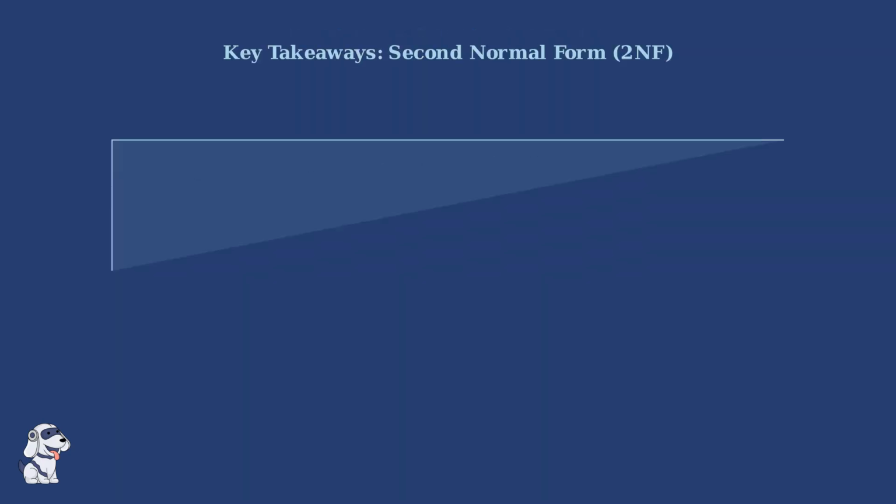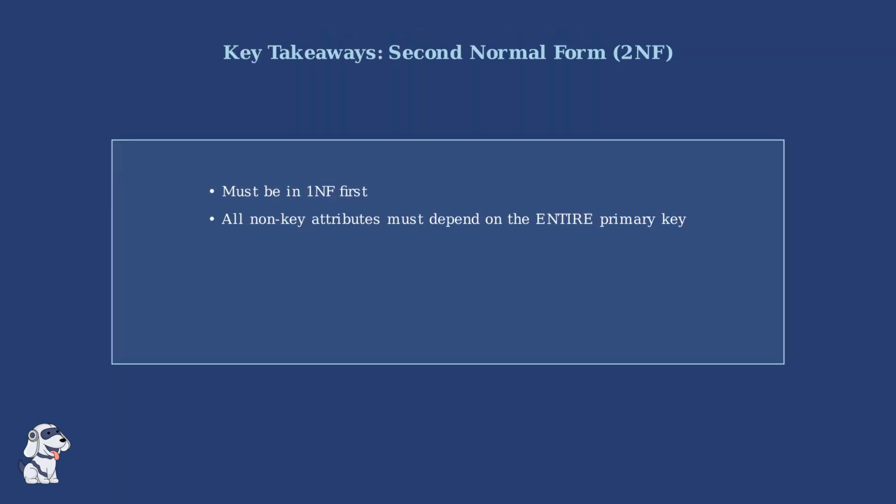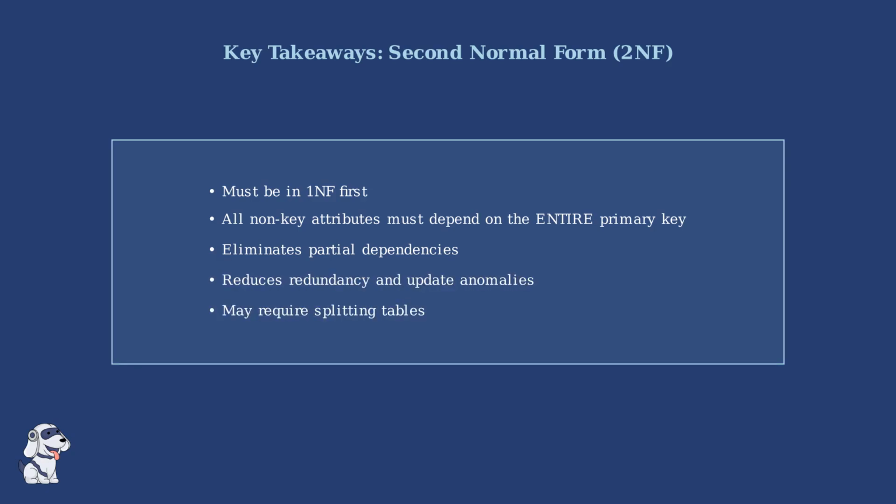Here are the key takeaways for second normal form. A table must first be in 1NF, then all non-key attributes must depend on the entire primary key, not just part of it. This eliminates partial dependencies, reduces redundancy, and may require splitting tables to achieve proper normalization.